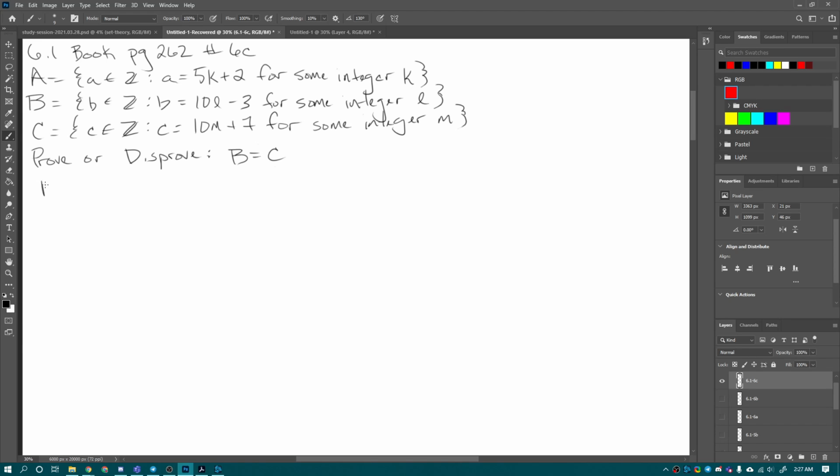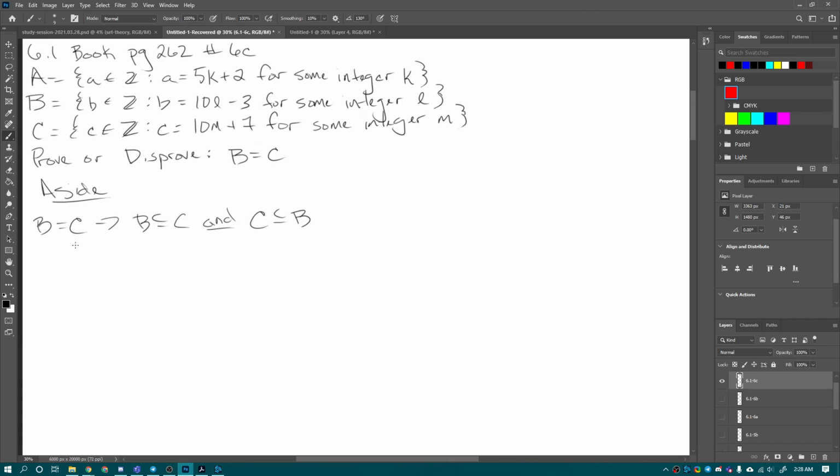Okay, so I'm going to start with an aside. The first question, before I even go anywhere with this, is what does B equal C mean? How do we determine that? Well, if B is equal to C, that implies that B is a subset of C, and C is a subset of B. So our task, if we determine this statement is true, is to prove that B is a subset of C and C is a subset of B.